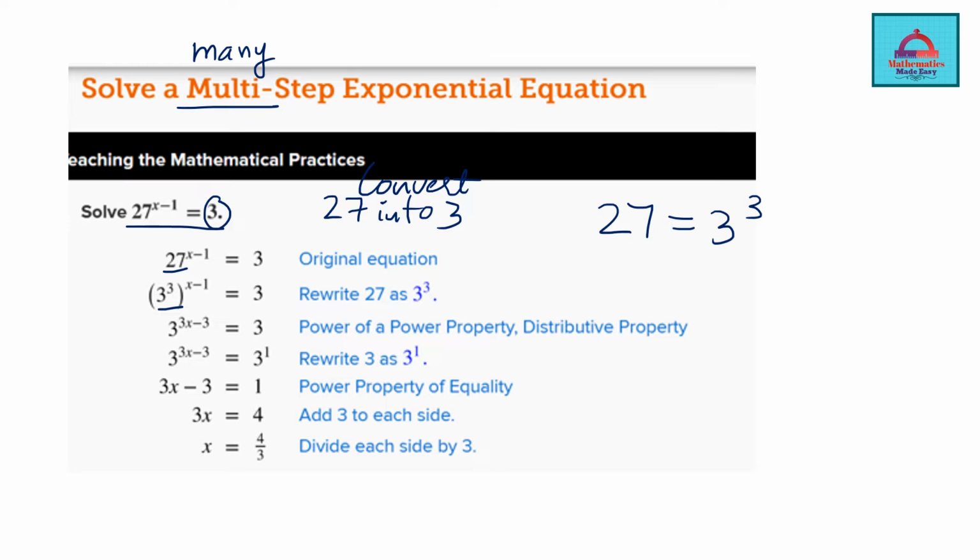So multiply the powers. 3 multiplied with x minus 1 gives 3 to the power 3x minus 3 equal to 3 to the power 1. Now we can apply the power property of equality. You see the bases are same, so the powers will also be same. So 3x minus 3 will be 1. Solve this equation for x and it will come out to be 4 divided by 3. So that's a multi-step exponential equation.